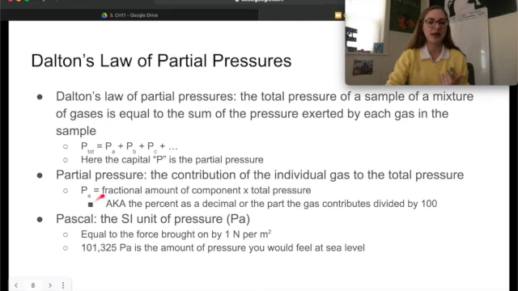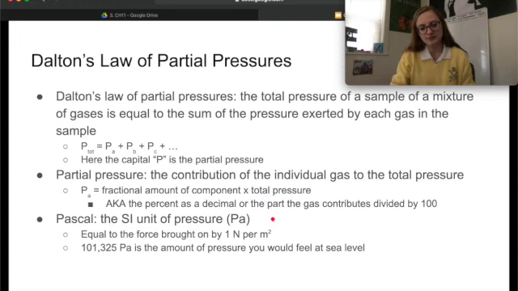So P sub A is like the fractional amount of the component times the total pressure. At least that's how the book says it. Kind of clunky. What this is really saying is it's the percentage of the composition that gas takes up. Whatever percentage of the gas is the one you're studying, you use that as a decimal, as always. We can only do math with decimals. We can't do math with percents.